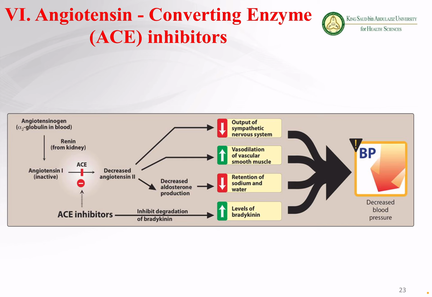So what will happen when we give these ACE inhibitors? The ACE inhibitor stops this conversion. So there is a decrease in aldosterone, a decrease in the outflow of the sympathetic system, increased vasodilation because of the bradykinin, and we also discussed a decrease in the retention of sodium and water, and thus there is a decrease in the blood pressure. Okay? So this is actually the mechanism of the ACE inhibitor.